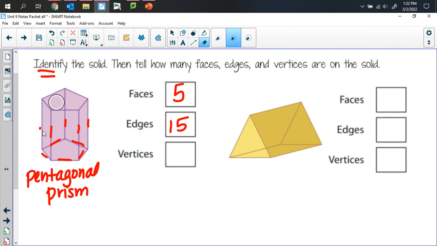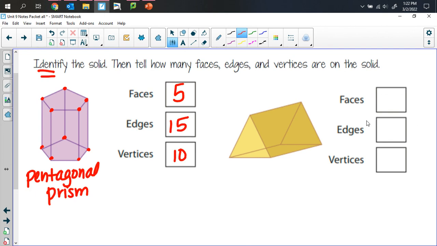I'm going to erase this picture real quick because our next task is to figure out our vertices. Vertices are the points where you have 2 or more edges meeting. So that would be like 1, 2, 3, 4, 5, 6, 7, 8, 9, and 10. So you would have 5, 15, and 10.